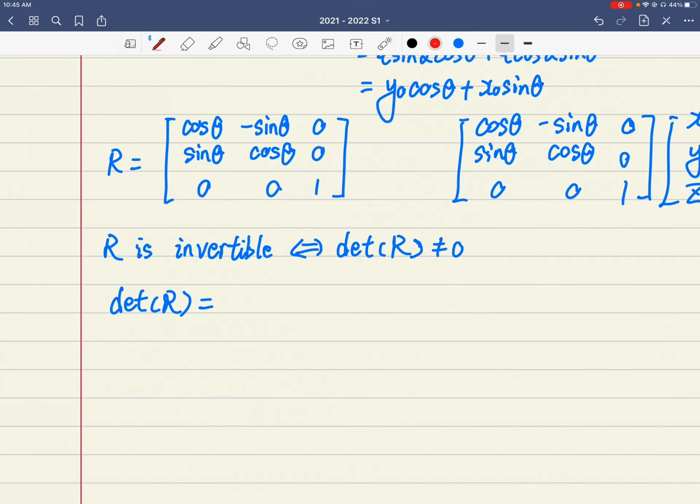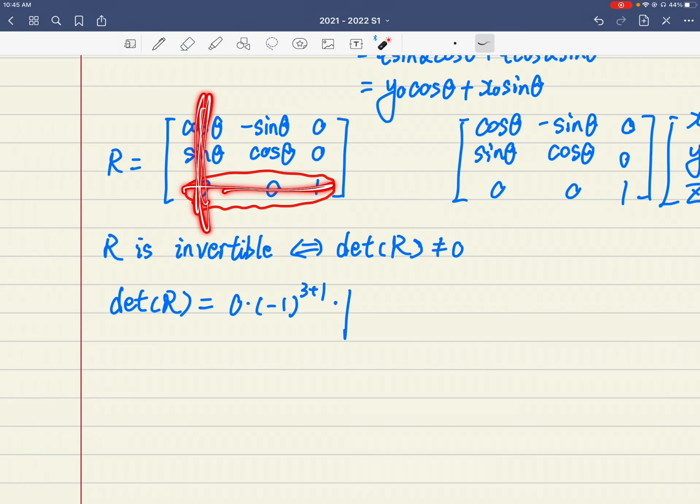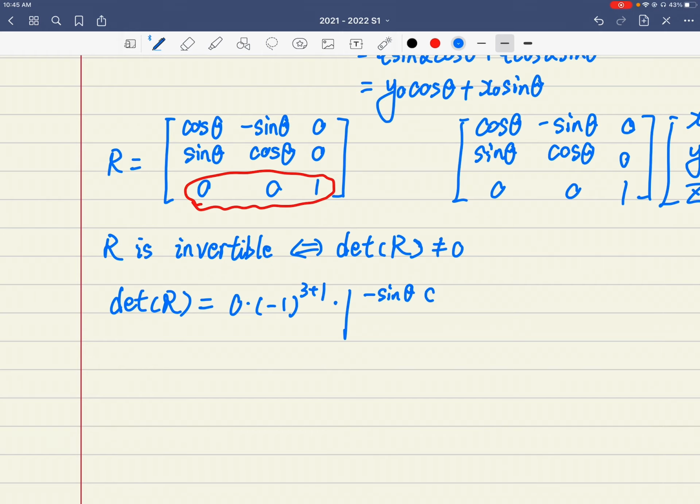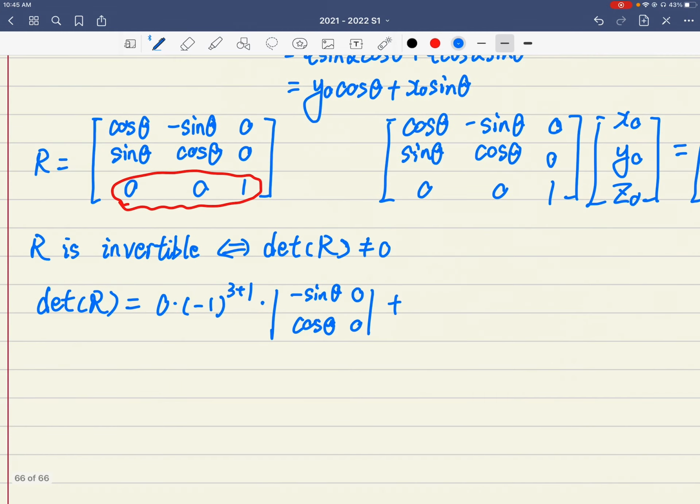Now, of course, we want to pick a row with as many zeros as possible, so let's pick the last row. So the determinant is going to be 0 times something. I don't bother to write it down. Okay, let's write it down for practice purpose. 0 times -1 to the power of 3 plus 1, because it's the 3-1 entry, times the determinant after you delete the third column and the first row. In the exam, you don't have to write this. Here, it's just for the practice purpose.